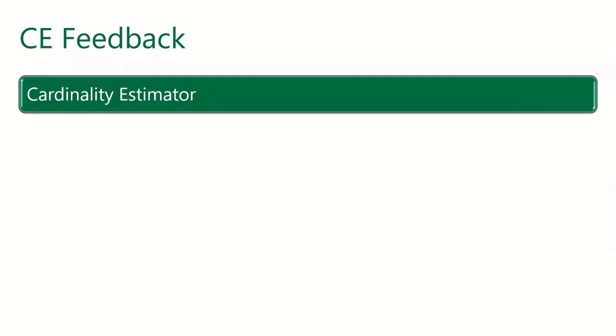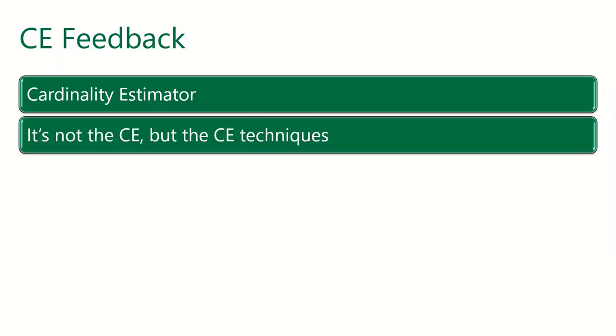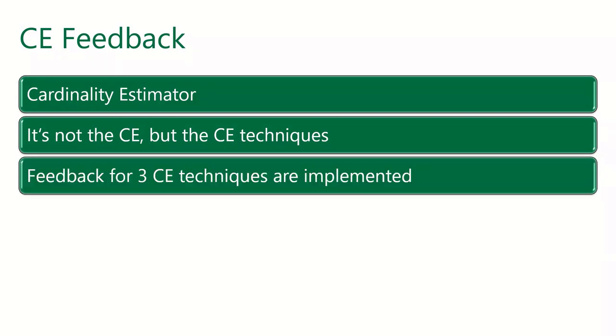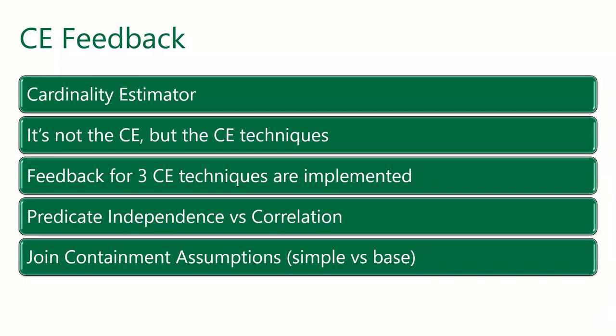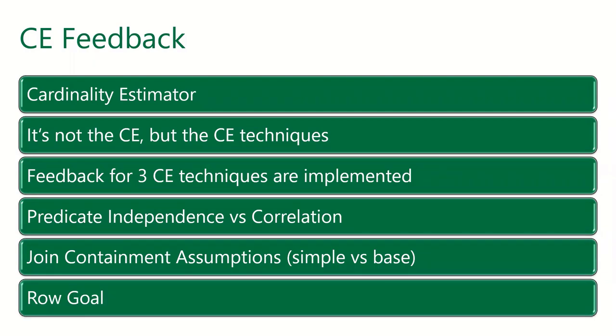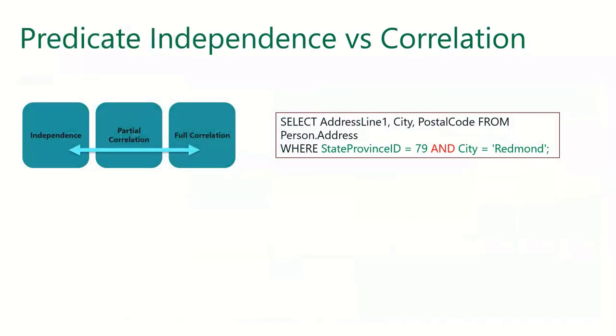So the cardinality estimator can decide to use a different technique for a query to estimate the amount of rows in a query. So this is not about the CE itself. It's about the CE techniques used to estimate the amount of rows a query will return. Feedback for three CE techniques are implemented in SQL Server 2022. Three techniques: predicate independence versus predicate correlation, join containment assumptions, which are called simple or base, and row goal. So what are these assumptions to estimate the number of rows in the execution of the query?